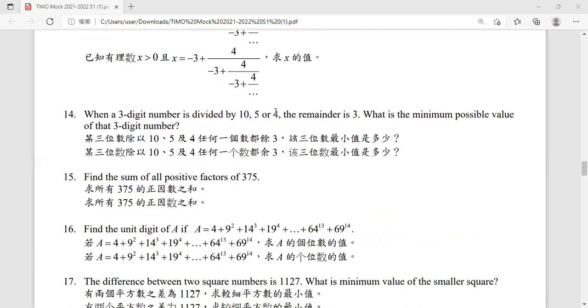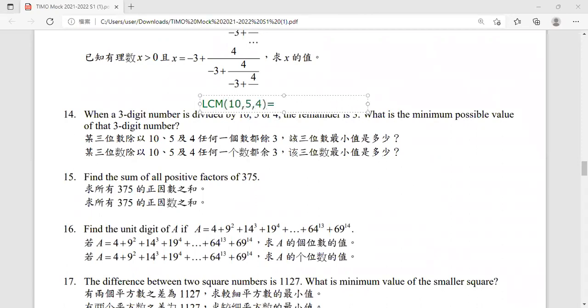Okay, next one, 14. When a 3-digit number is divided by 10, 5, and 4, we get a remainder of 3. What is the minimum 3-digit number? Now, very simple, because this is something uniform. So you have to find this one first.